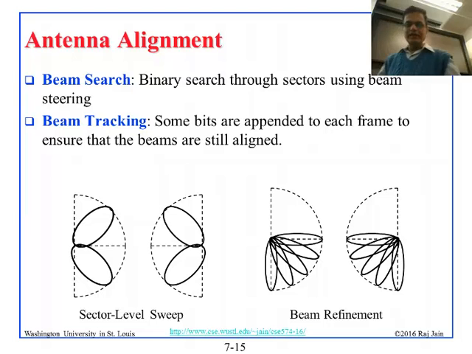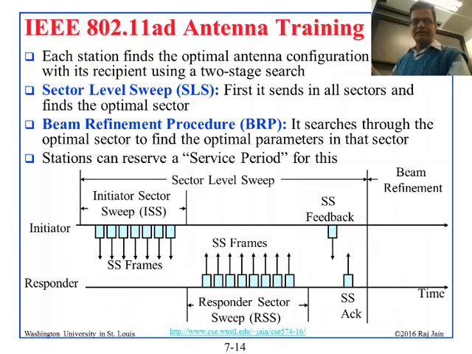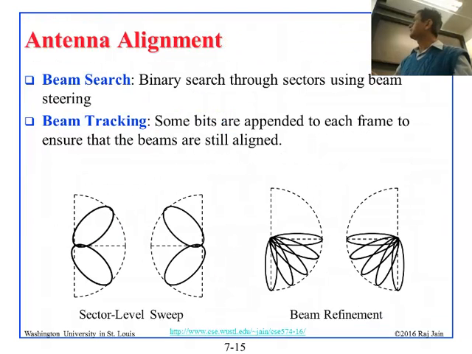Okay. So here is what is meant by sector level and subsector level beam refinement procedure. This is the sector level sweep, and this is the beam refinement. It is like a binary search, and these signals that we are sending are properly coded so that you know who is sending, who is receiving, what direction they are sending, what direction is being received, and all that. So you can figure out that you're talking to the right person.